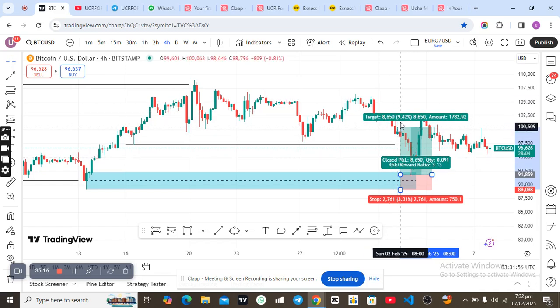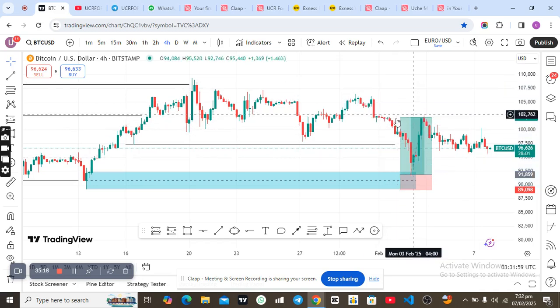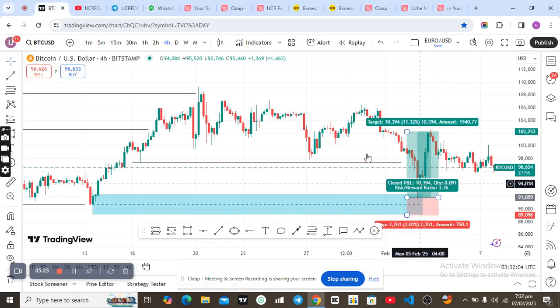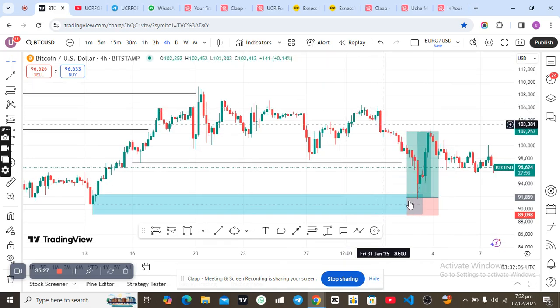So you see how the market played out very perfectly. The market tapped into that zone and bought massively to the upside. Now, where was that particular order block before this market sold? Where was that other block that helped me to sell this market?